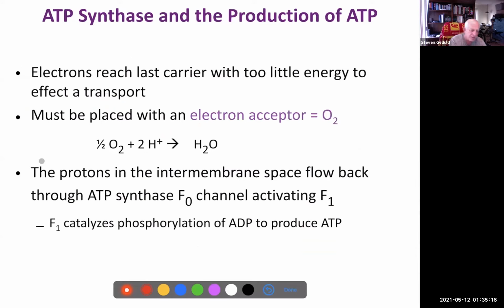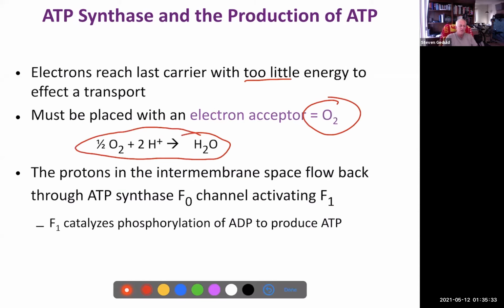So electrons reach the last carrier with too little energy to affect the transport. So you have to have an electron acceptor. Something has to accept those electrons, and that is oxygen. That's why oxygen is so important. It accepts the electrons to get that last step over the hump so it can go and create ATP. So we take oxygen plus H+, or protons, to form water.